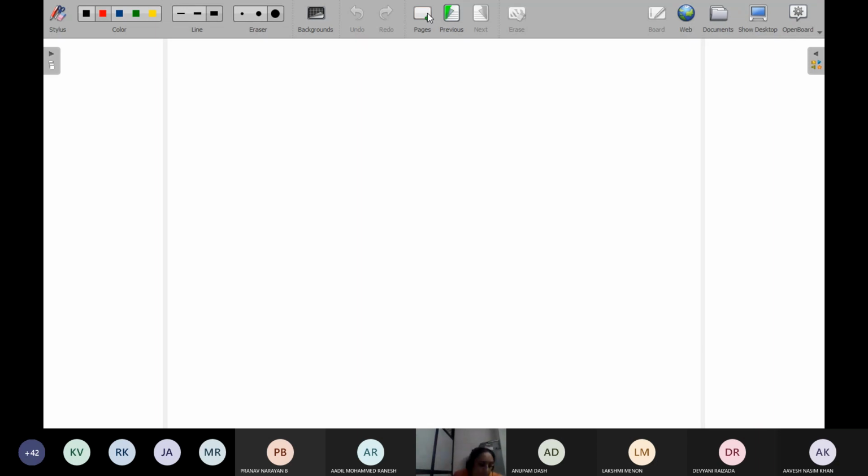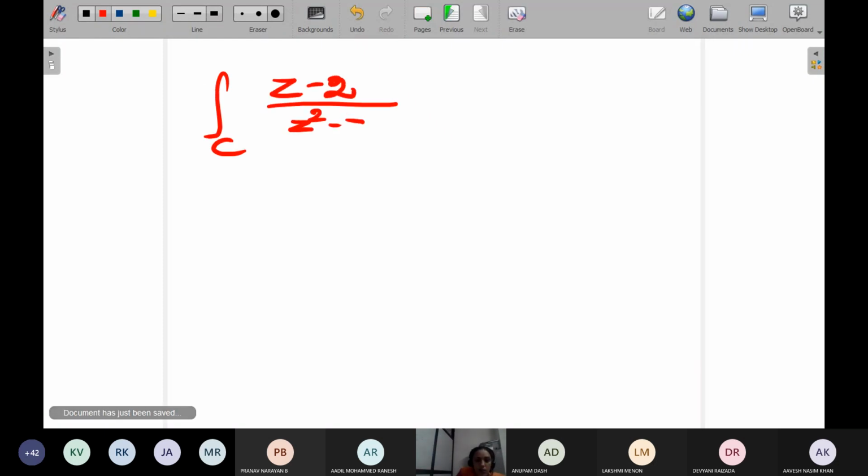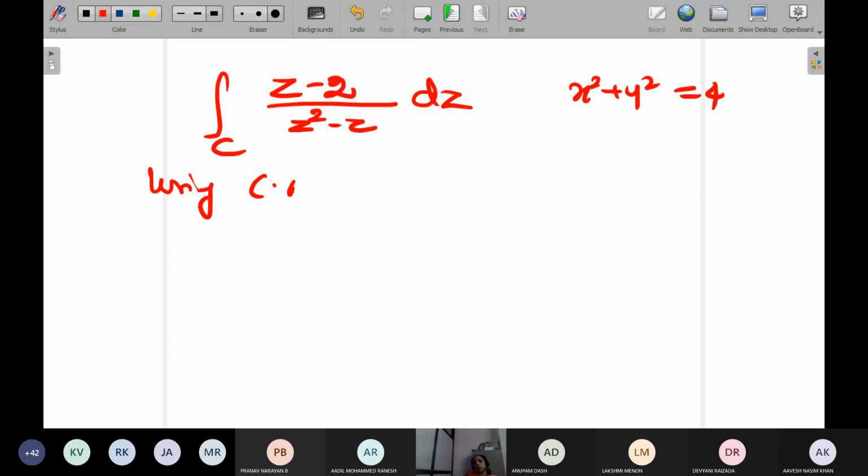Okay, take down. Evaluate the integral over C of (z minus 2) divided by (z square minus z) dz, where C is the circle x square plus y square equal to 4, using Cauchy residue theorem.